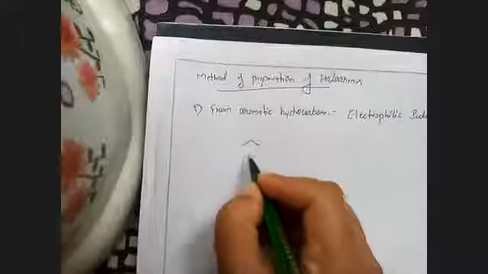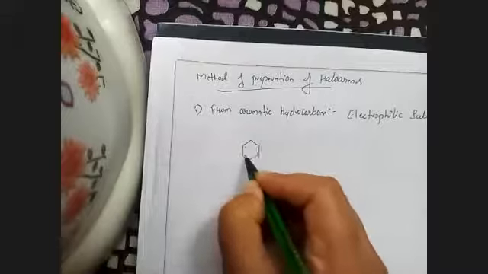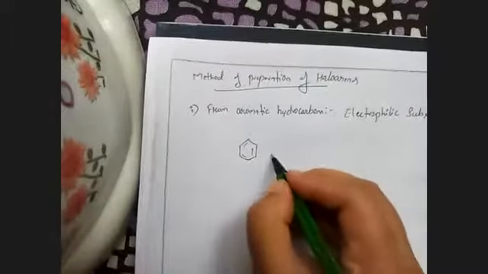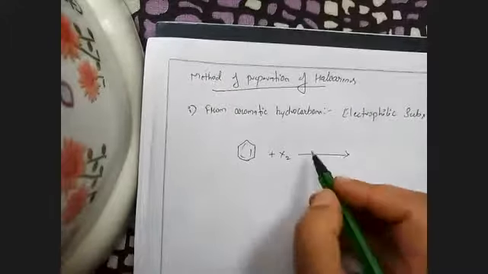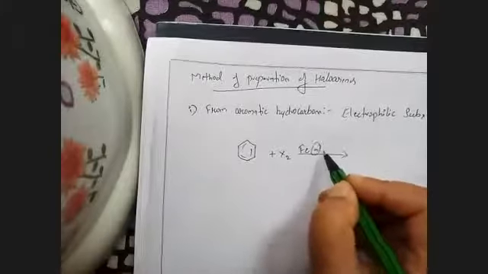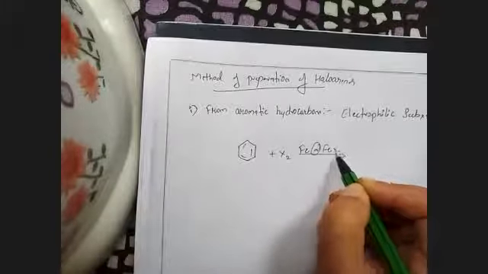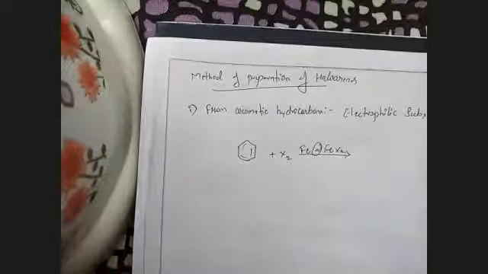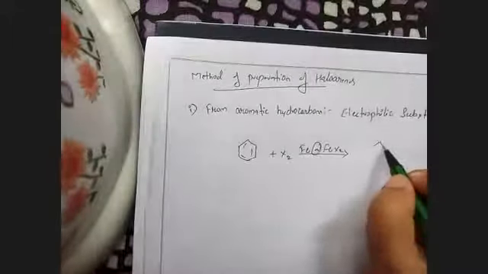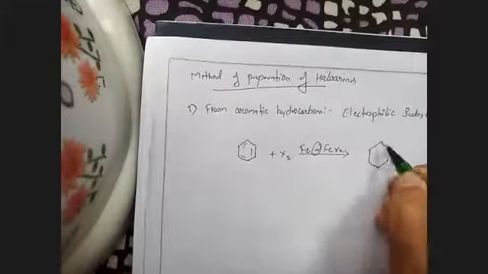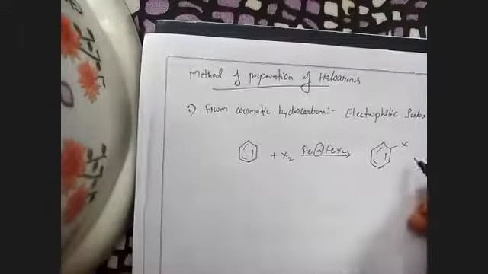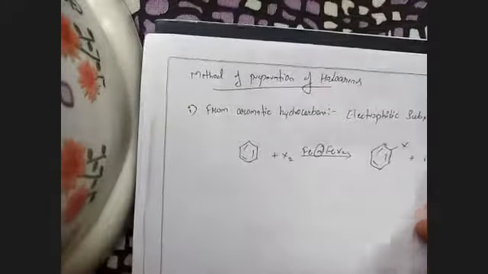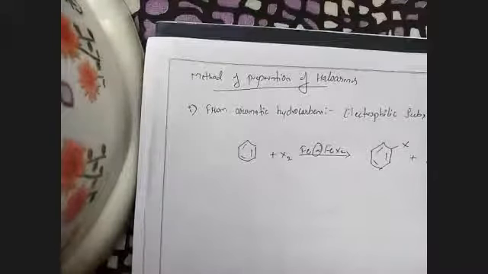Aromatic hydrocarbon. I'm taking benzene as an example, plus X, any halogen you can take, in the presence of iron or ferric halide. So what happened? One hydrogen in your aromatic group is replaced by your halogen and it will form the respective haloarene. It is the same method we followed for haloalkanes.